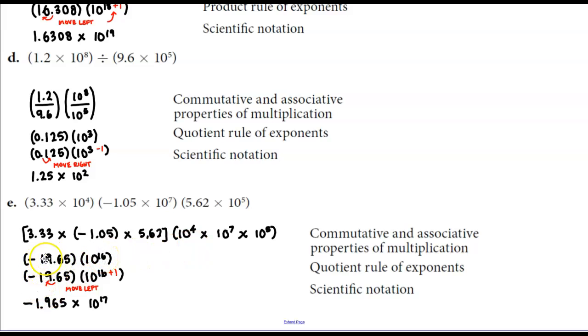And so we want to make sure this is in scientific notation, so we're going to move this decimal place to the left 1, which means we're adding 1 to the 16, which then gives us negative 1.965 times 10 to the 17th power.